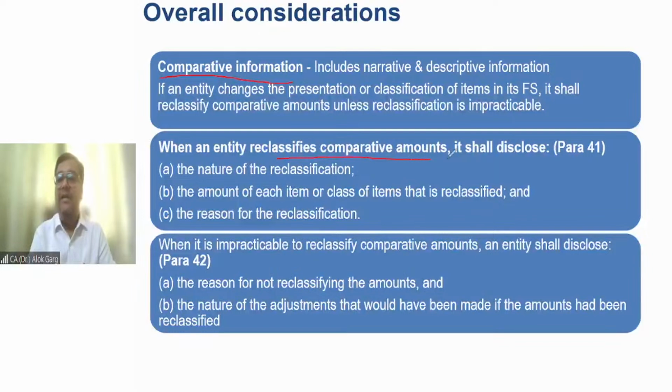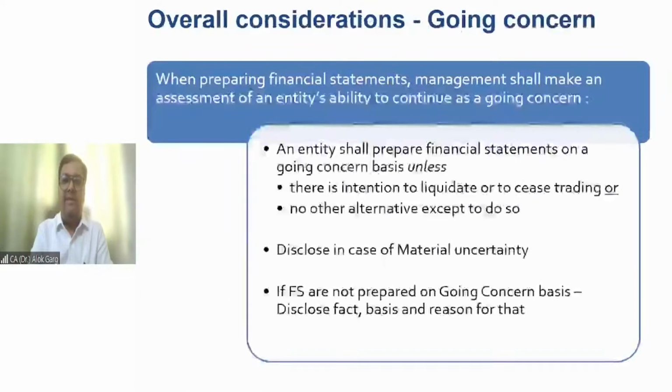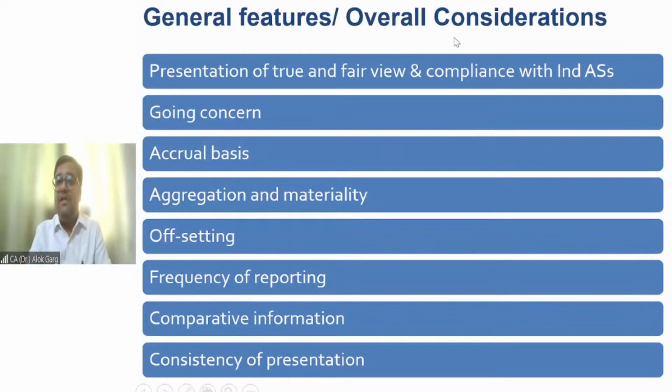Reclassification. If the company is doing any reclassification, I told you that reclassification is not allowed, but it is only allowed when there is a change in business or a change in standard. So whenever the entity is reclassifying one item into a different item, the entity has to disclose the nature of the reclassification, which line item has been reclassified, and the reason for the reclassification, right? So these kinds of disclosures are going to happen. Is that clear?